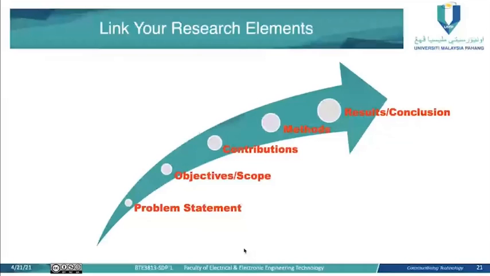If you have 3 objectives, you expect 3 contributions, 3 main steps in your methodology, 3 types of results, and 3 conclusion paragraphs. If you have 4, you have 4, 4, 4. If you have 2, you have 2, 2. So it depends on your project proposal.